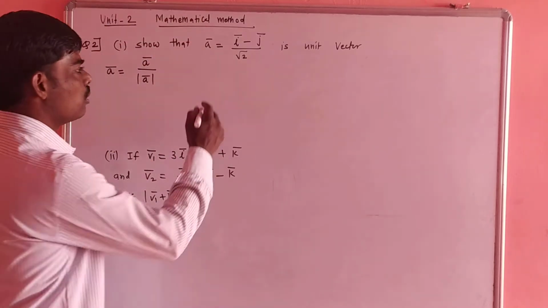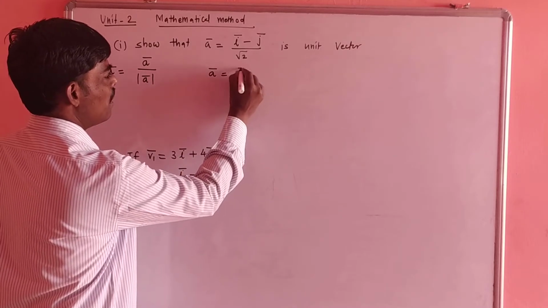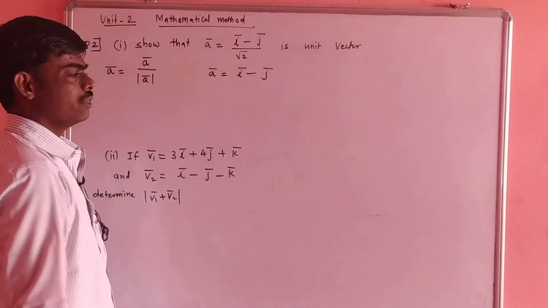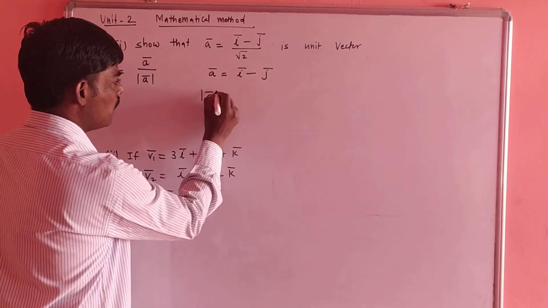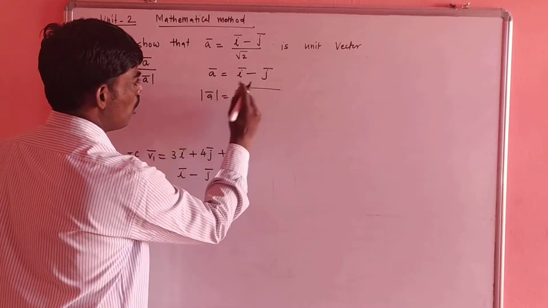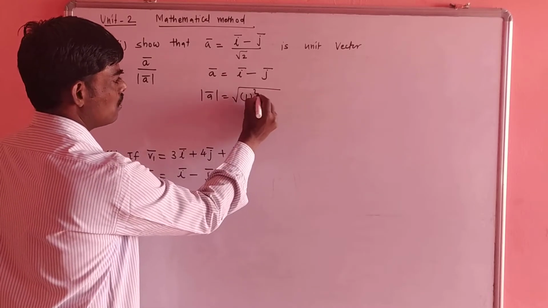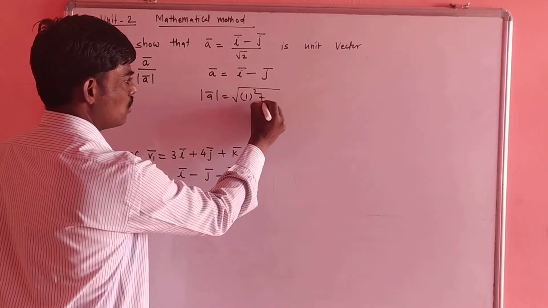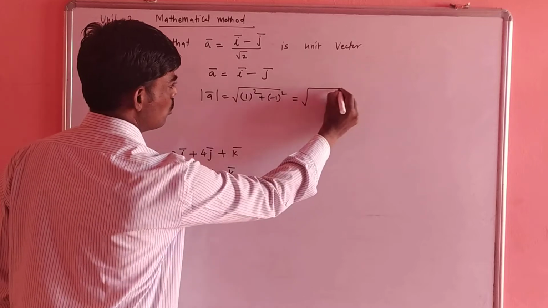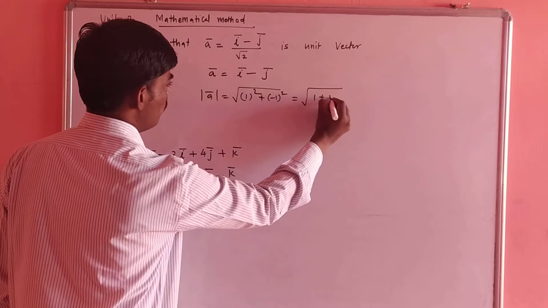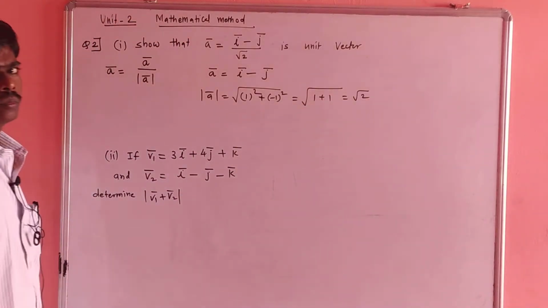So here what we have given? We have given that vector A is i minus j. Vector A is i minus j. And what will be the mod of vector A? It will be square root of the coefficient of i, that is 1, plus coefficient of j, that is minus 1. So square root of 1 plus 1. So what we get? Square root 2.